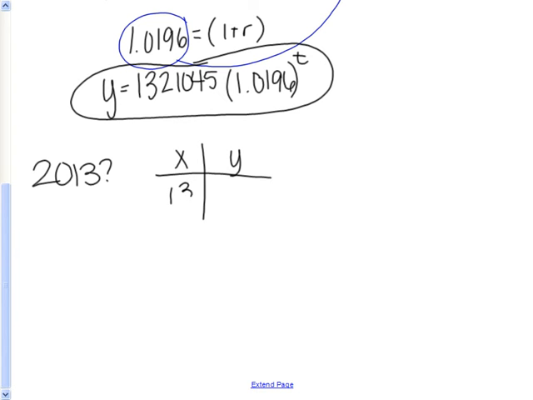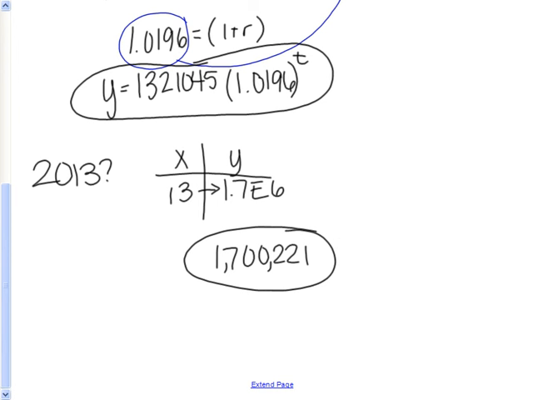And so at 13, it reads off 1.7 E6. Now that E means that you need to move the decimal 6 places over. But if you press your cursor over one spot and look at the bottom of the screen, it tells you the exact number, 1,700,220. And it's people, so we probably should round that to a whole person. So in 2013, we're predicting that there's going to be 1.7 million people.